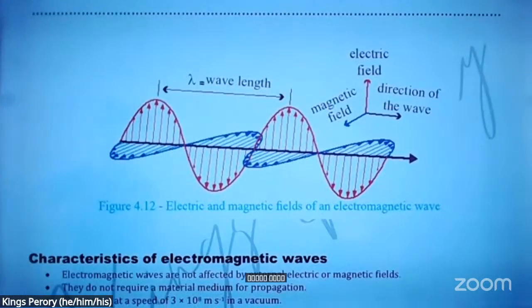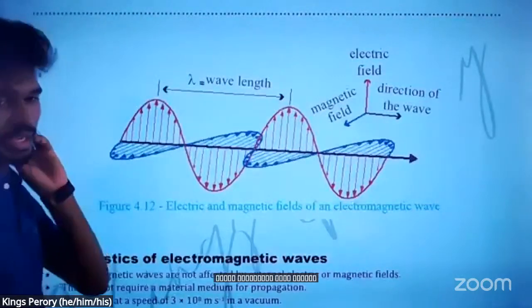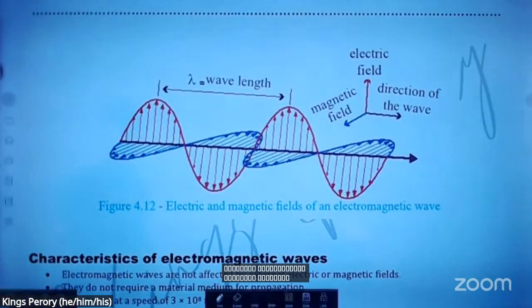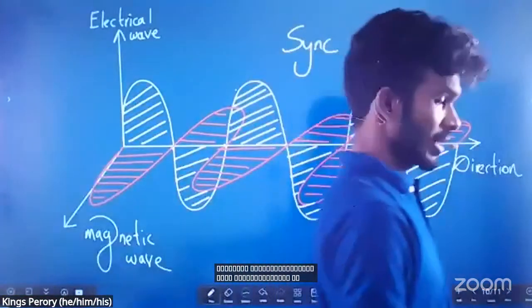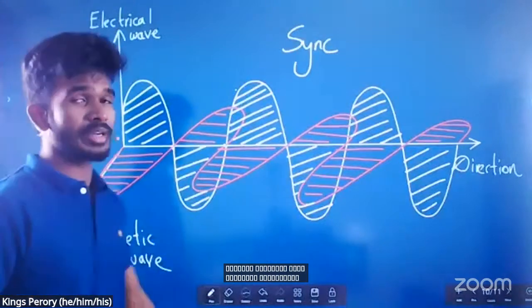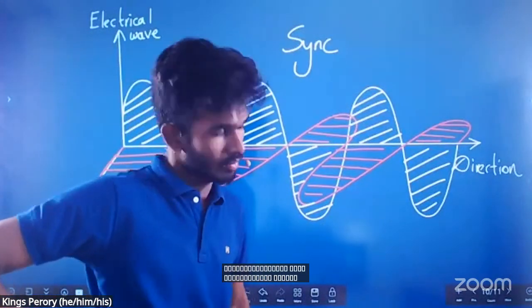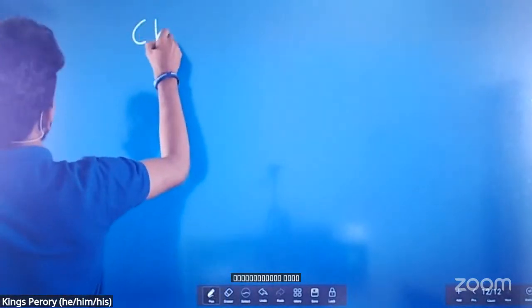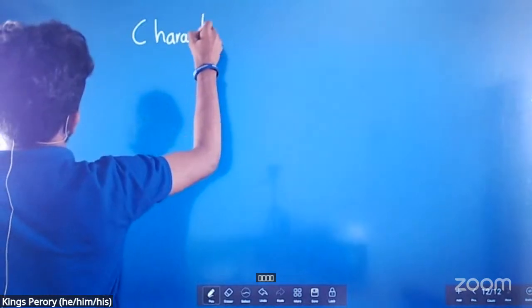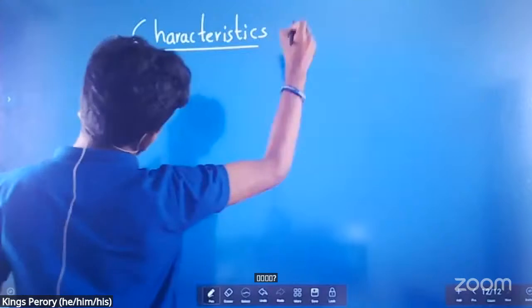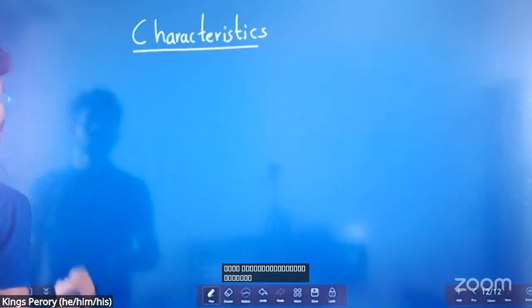Another nice picture is given depicting electromagnetic wave. Next, characteristics of electromagnetic wave. What are the characteristics of electromagnetic wave? There are three characteristics of electromagnetic wave.